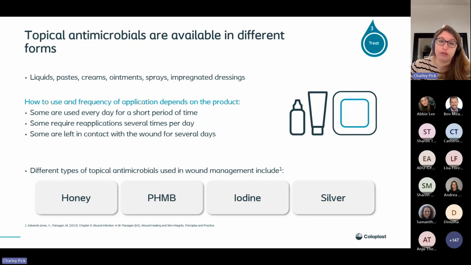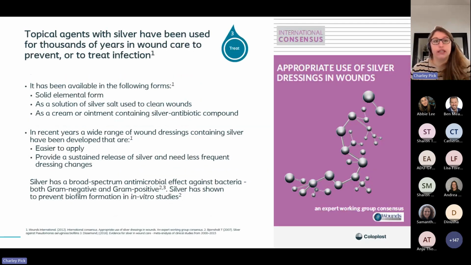Now, there are different types of antimicrobials that are used in wound management and have been used in wound management for a very, very long time, hundreds and thousands of years. And these come in the forms of honey, PHMB, iodine and silver. Now, your topical agents with silver have been used for thousands of years, as I've just said, to help prevent or to treat infection.